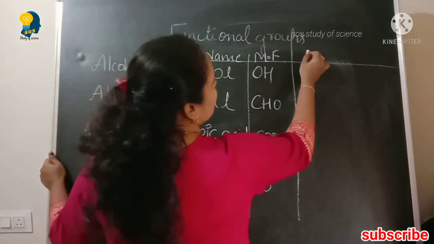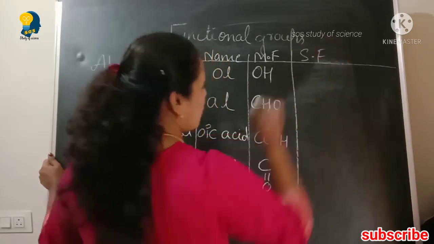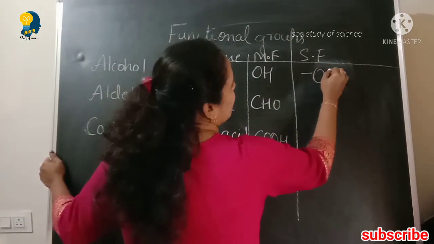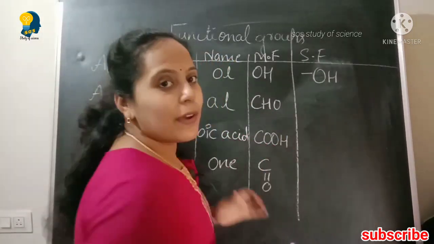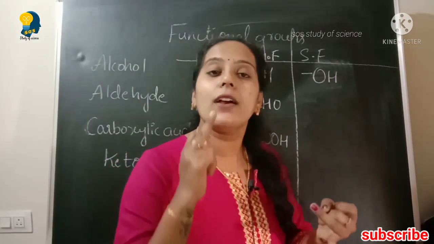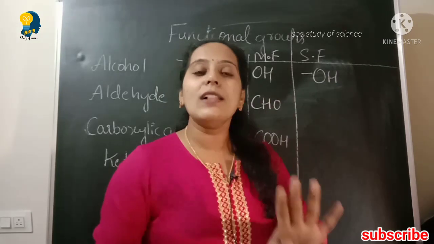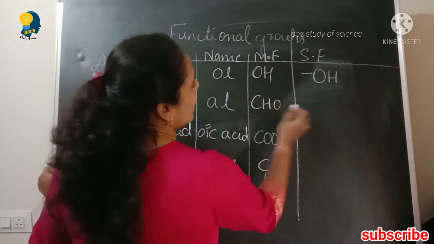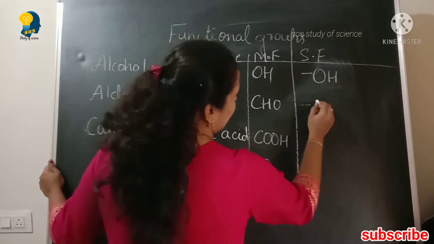Say in the structural formula, let me write in the short form. Alcohol is represented by a bond and OH. Remember, alcohol, aldehyde, carboxylic acid, all three will always occur at the end. CHO will be written something like this.